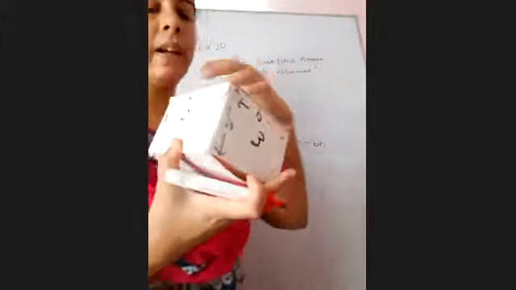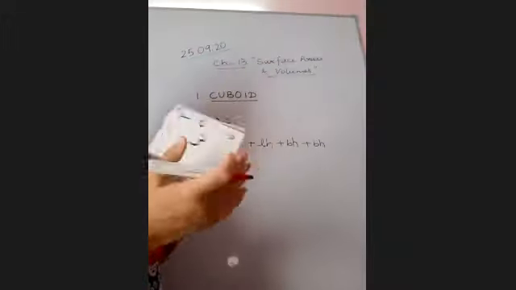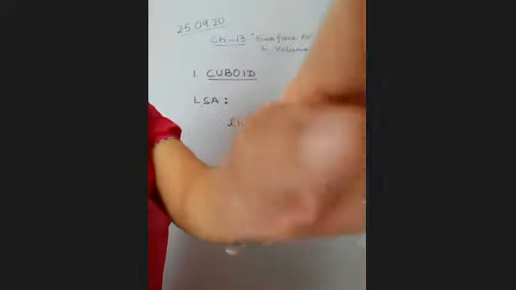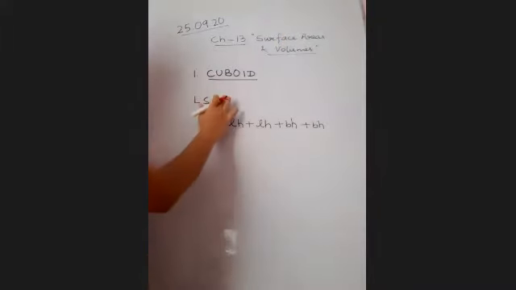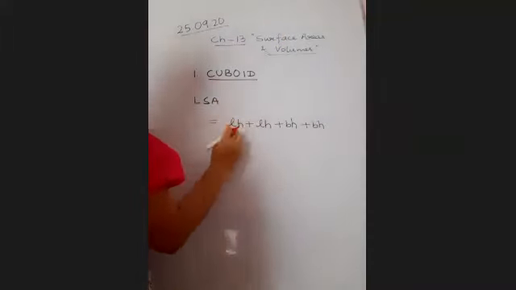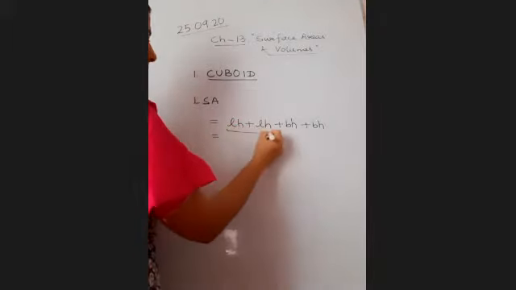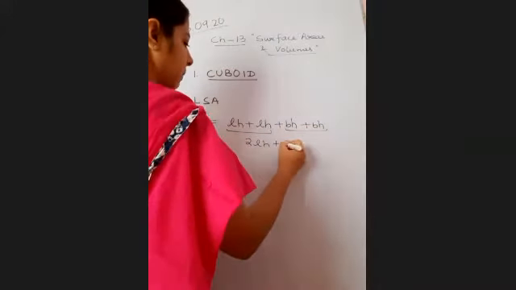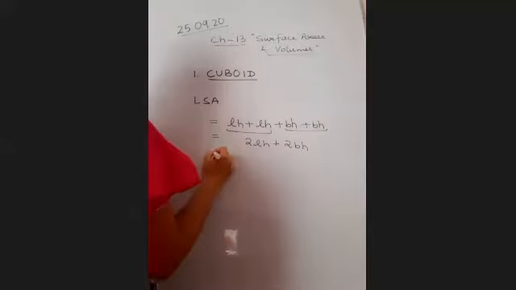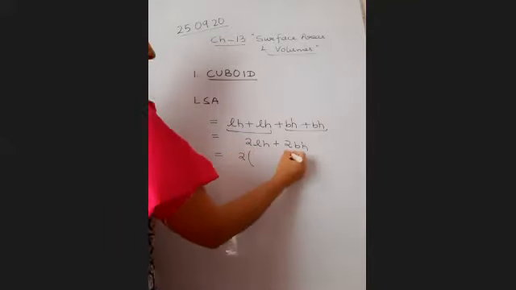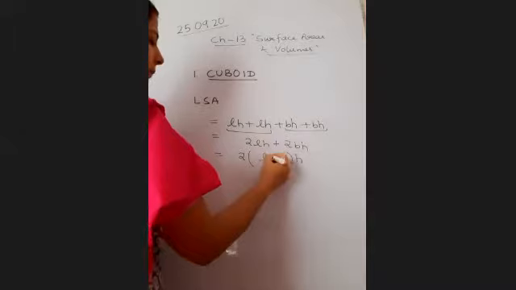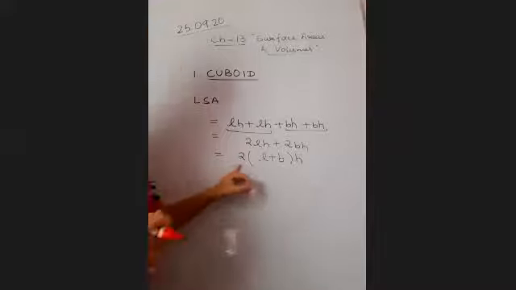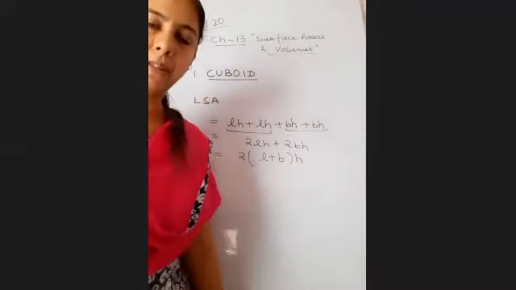of the cuboid, are called lateral. And finding the area of these four faces is known as lateral surface area. So what is the lateral surface area of the cuboid according to you? LH plus LH becomes 2LH, plus 2BH. So 2LH plus 2BH, which is 2 times (L plus B) into H.